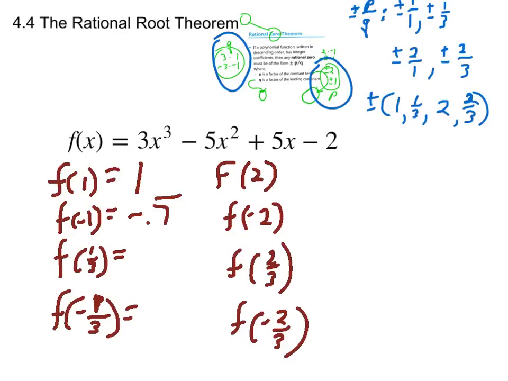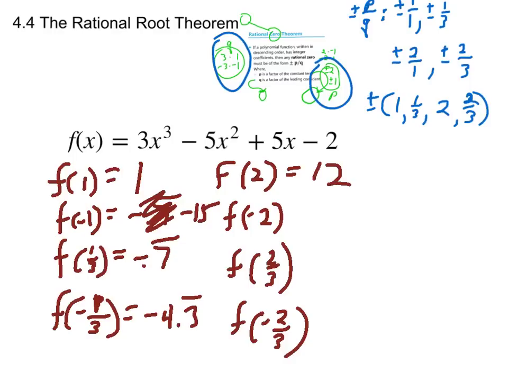Nope, that's incorrect. I'm sorry, that is the value for positive 1/3. If you plug in 1/3, you get negative 0.77, etc. When you plug in negative 1, you get negative 15. If you plug in negative 1/3, you get negative 4.33333, etc. You plug in x equals 2, you get a y value of 12. Plug in negative 2, you get a y value of negative 56.